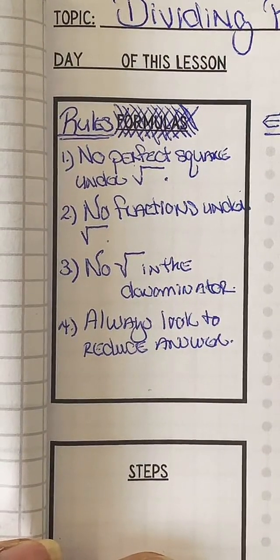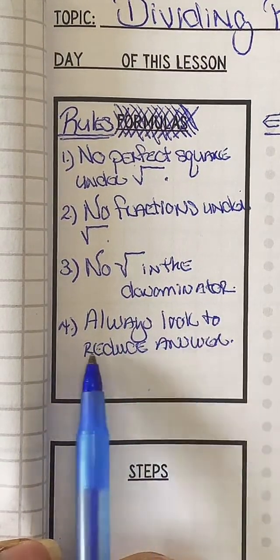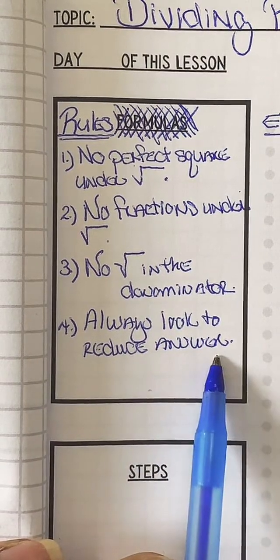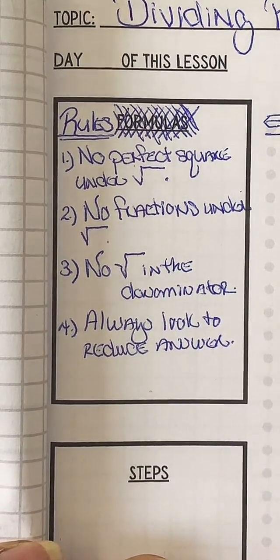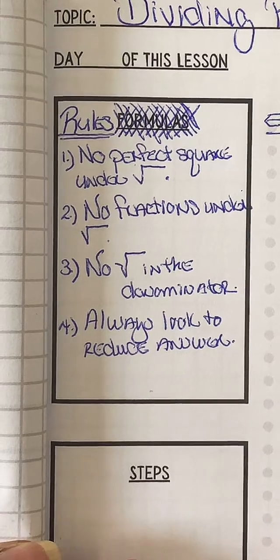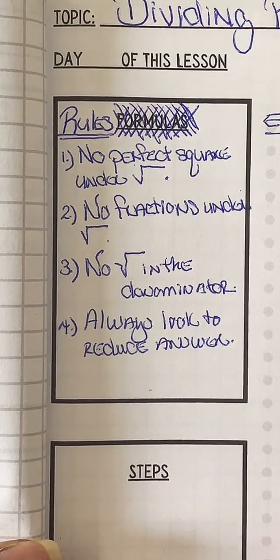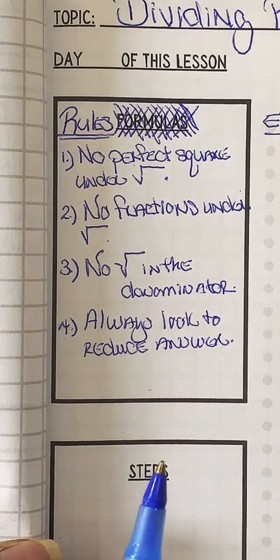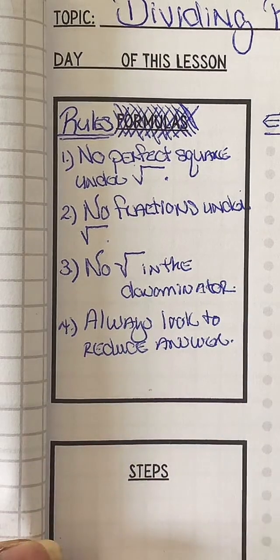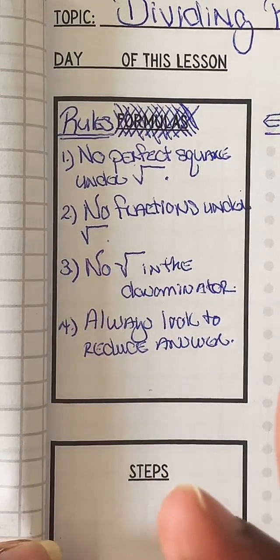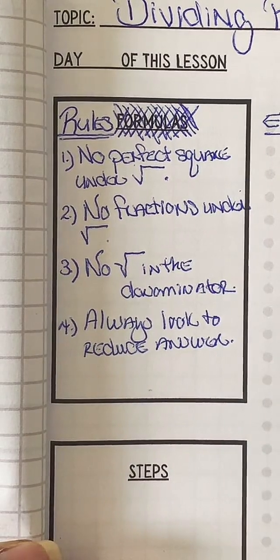And then the last one, always look to reduce your answer, all right? So if you think you have it all packed and done, you might be able to simplify it some more. Like if I said I had the square root of 12, I know I can break it down into the square root of 4 and the square root of 3, which will give me 2 times the square root of 3.